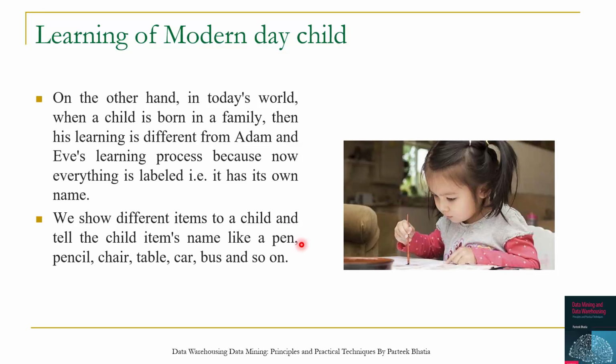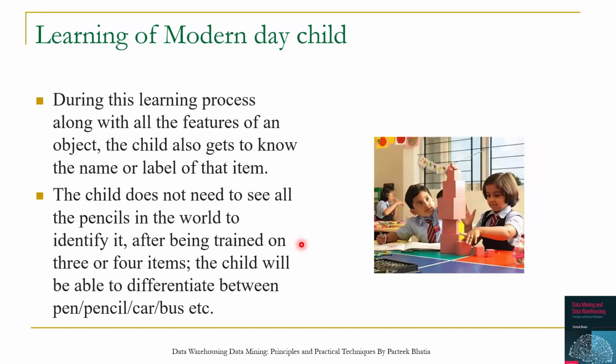Like when we show a pen or pencil to a child, the child observes all the features of that object and comes to know the name of that object, like pen, pencil, chair, table, car, bus, and so on. During this learning process, along with all the features of an object, the child also gets to know the name or label of that item. So I hope you can clearly understand that the learning of a modern day child is very close to supervised learning.